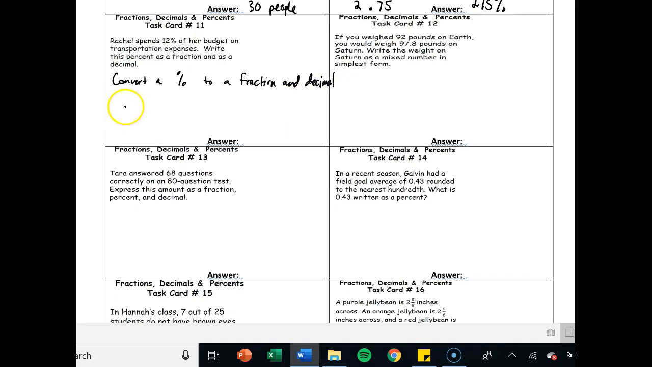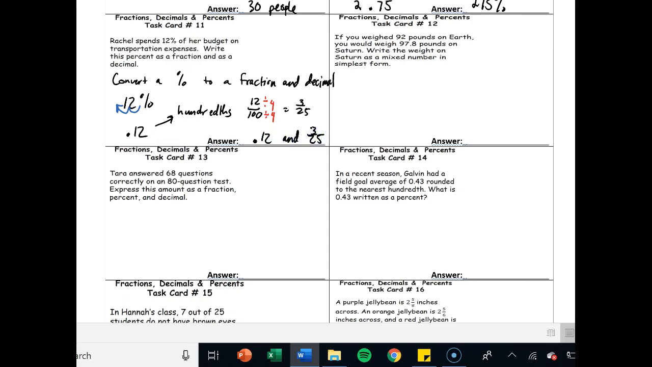So 12% might be easiest to do the decimal first. You start from the end of the percent, swoop 2 times to the left. So that's going to be 0.12. Got our decimal. That's in the 100th spot. Because it's in the 100th spot, I can go ahead and say that's 12 over 100, and then I can simplify that by dividing by 4. If I do that, I'll get my answer of 3 over 25. So my answer is 0.12 and 3 over 25.